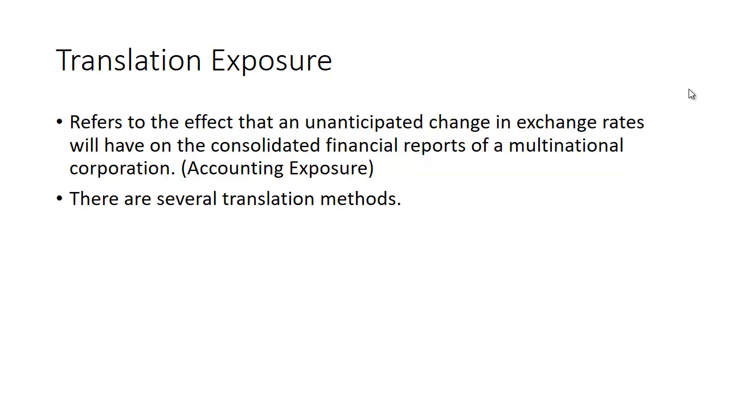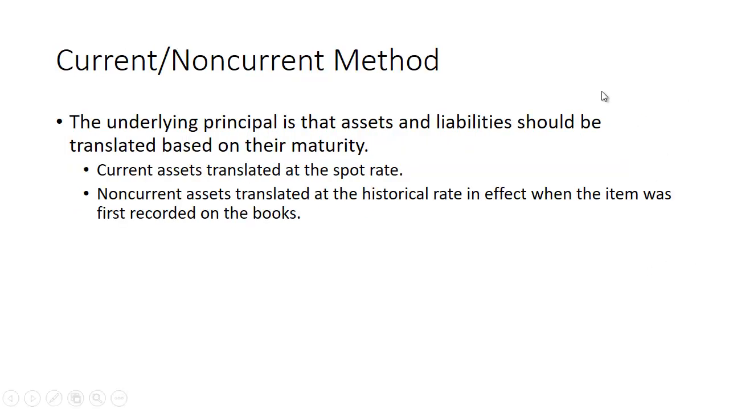So they may be reported in euros or Swiss francs or yen, and for the multinational corporation to consolidate those financial reports, they're going to have to convert those back to, for example, if it's a U.S. company, back into dollars. Now, there are several translation methods. First is the current non-current method.